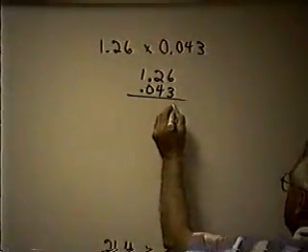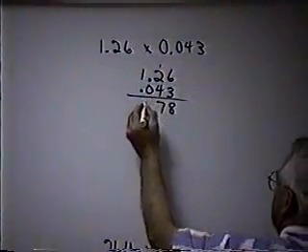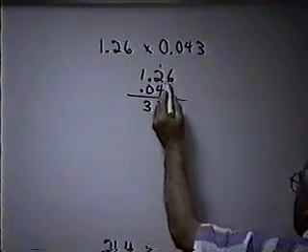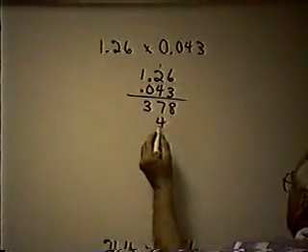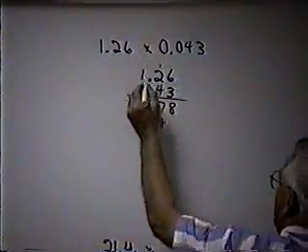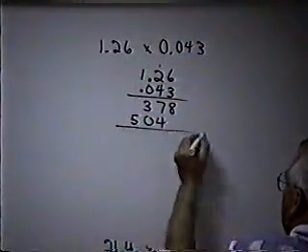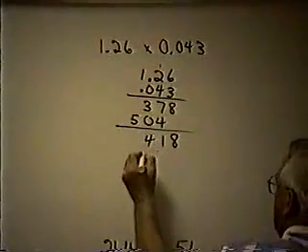So 3 times 6 is 18, carry my 1, so that's 7. 3 times 1 is 3. 4 times 6 is 24, goes underneath the 4. 24, carry my 2, that's 10, carry my 1, so that's 5. So we now add, so this will be 8, 11, carry my 1.